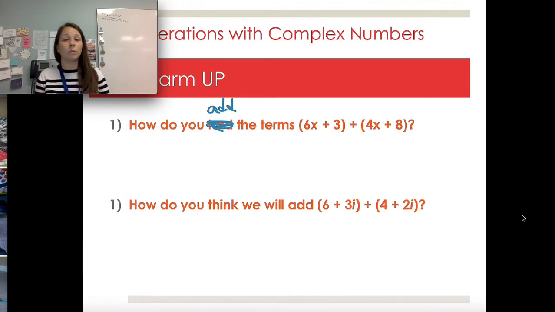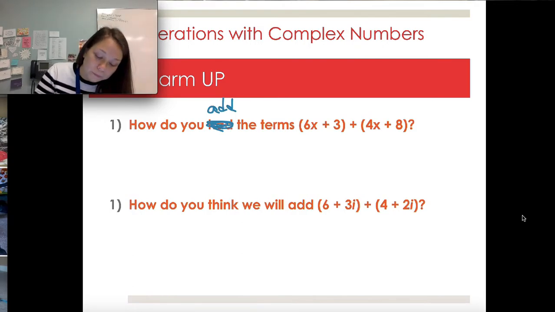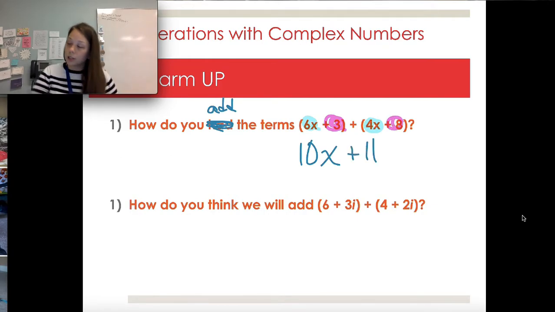Well, when you're dealing with variables like this, you combine your like terms. So we have a 6x and a 4x that we can combine together to get 10x. Then we have a 3 and an 8 that we can combine together to give us 11. So 10x plus 11 would be our addition of 6x plus 3 and 4x plus 8.